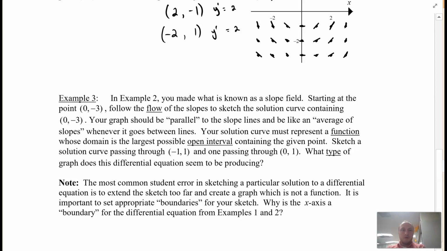Okay, so again, I'm going to sketch a solution curve, one particular curve containing this point (0, -3). And then they say the graph should be parallel to the slope lines. So we're going to pass through the lines, and if we go in between, it will be like an average of the slopes. And it must represent a function.